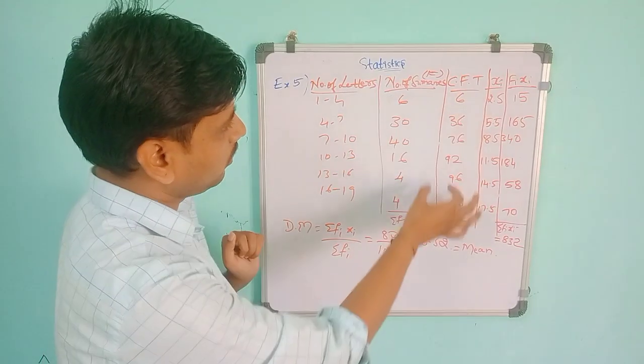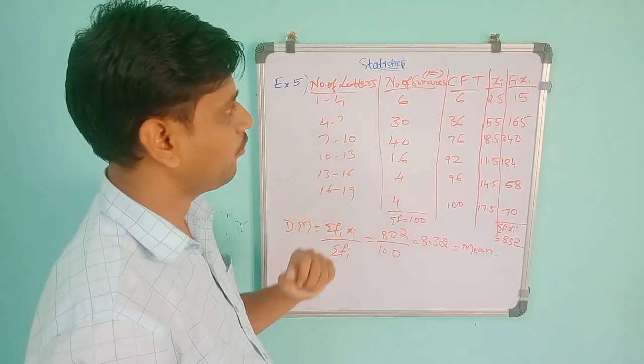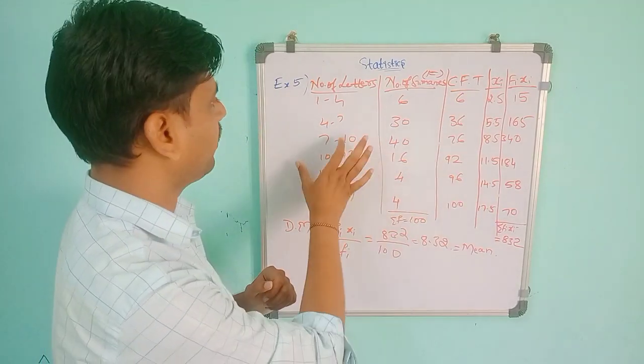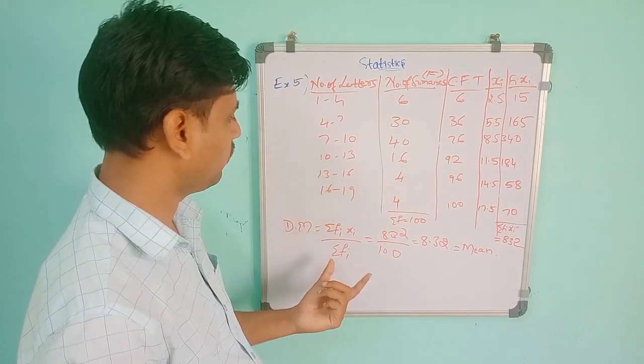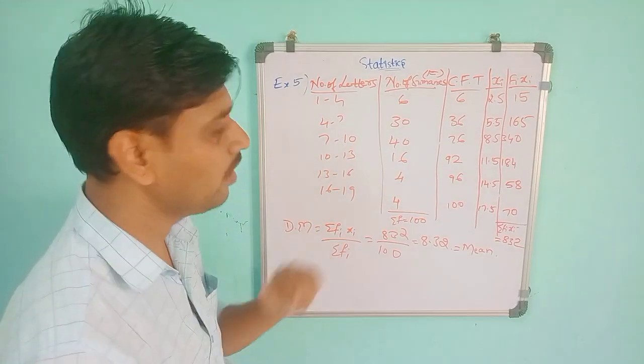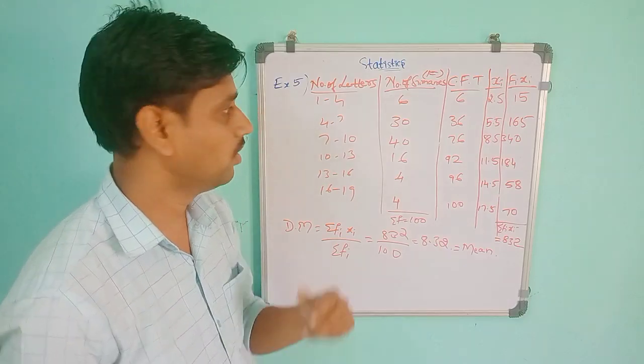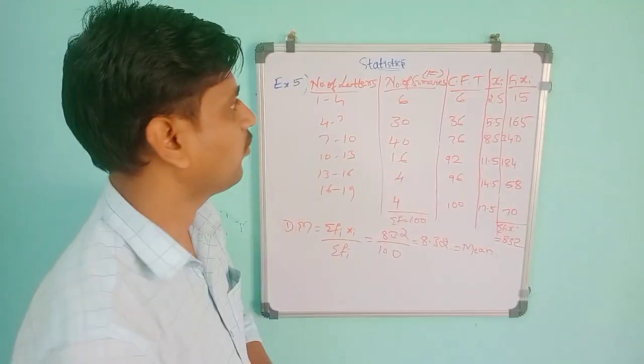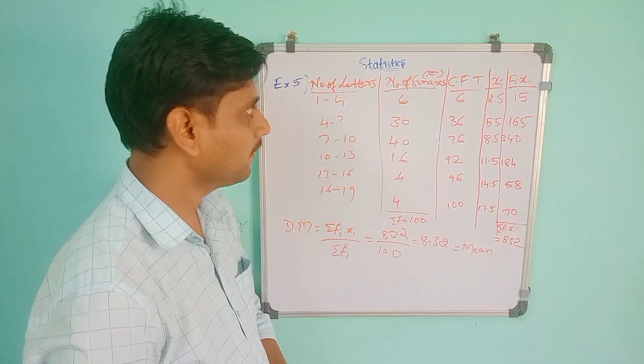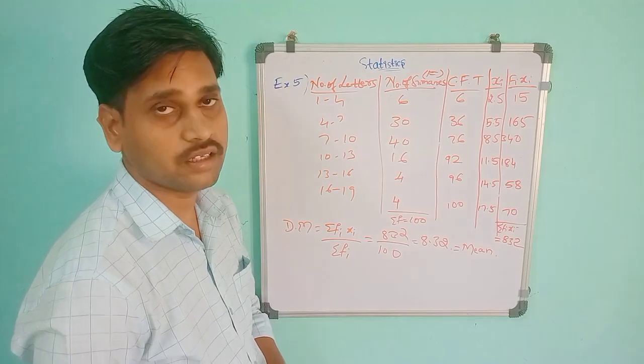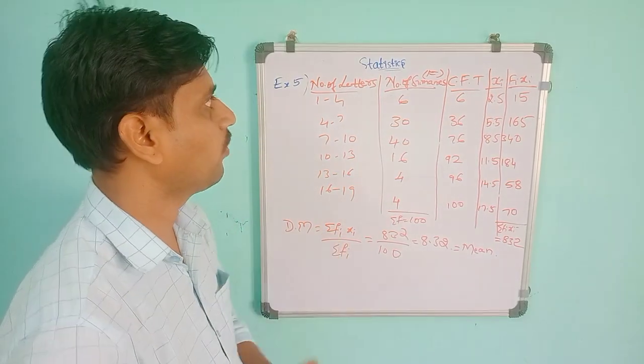Then from the table, based on that n by 2 value, you have to find the median class. Then you substitute in the formula, you will get the answer of the median of that letters or anything, that is height of that, like that. So this much is okay for now.